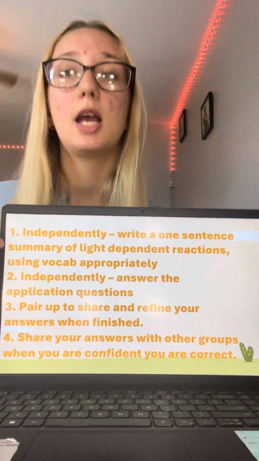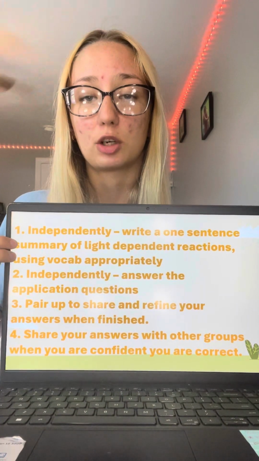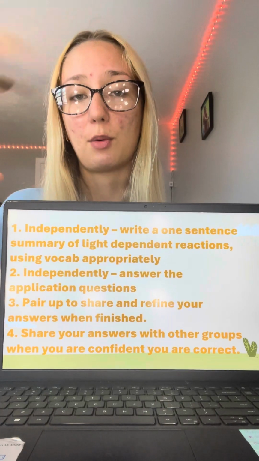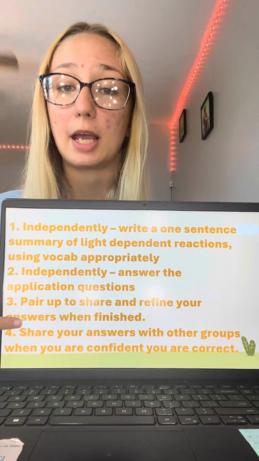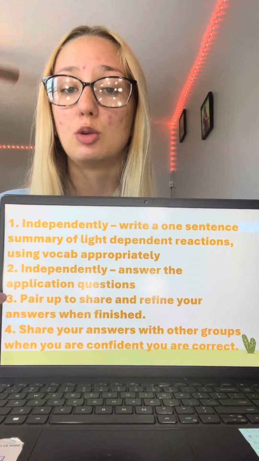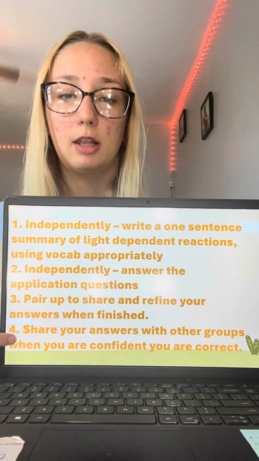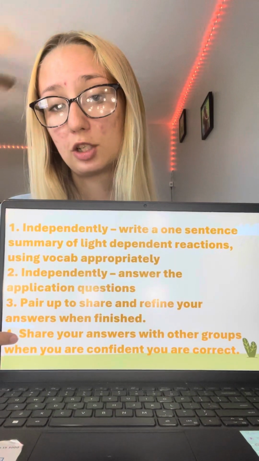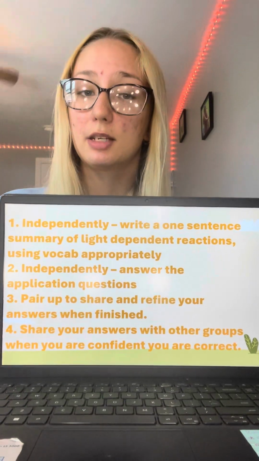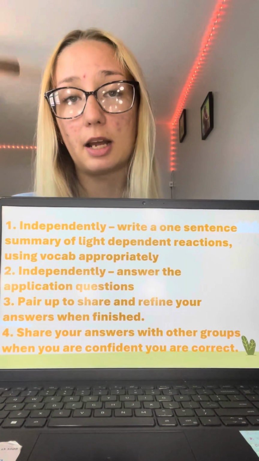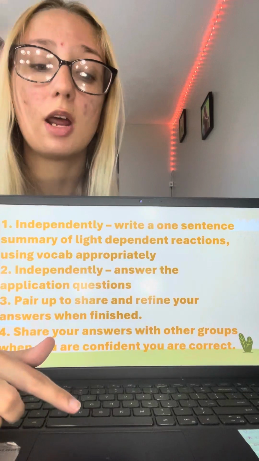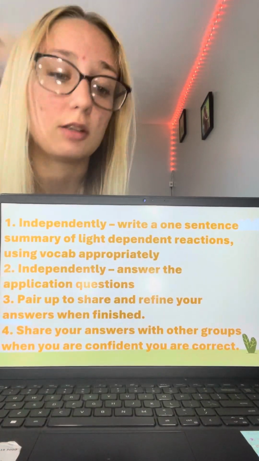So these two, independent, these are going to be the think portion, where students have to think about what they just learned and apply it. Pair, they're going to pair up with those around them to refine their answers, discuss where they might be wrong, discuss where they might be right. And then our share portion, the whole class is going to share with each other in a student-led discussion. So I will be completely taken out of this part, that way they can do this on their own and they can apply the knowledge that they just learned.